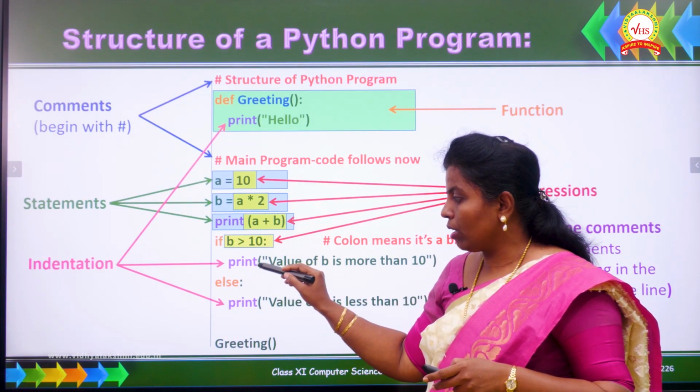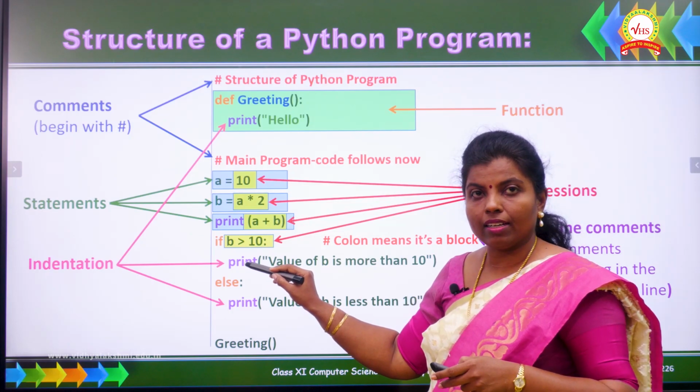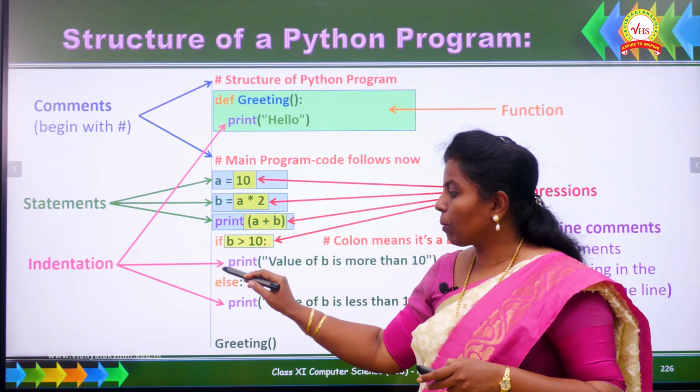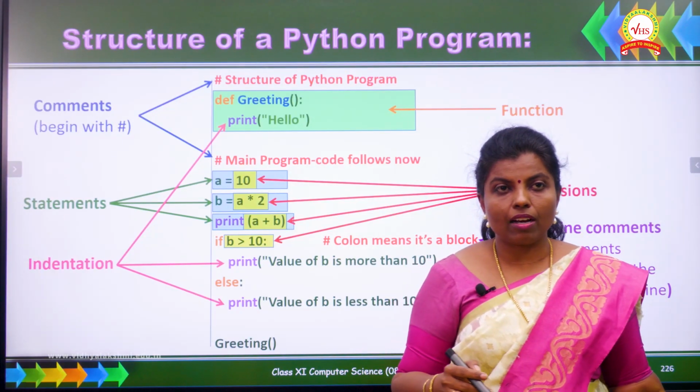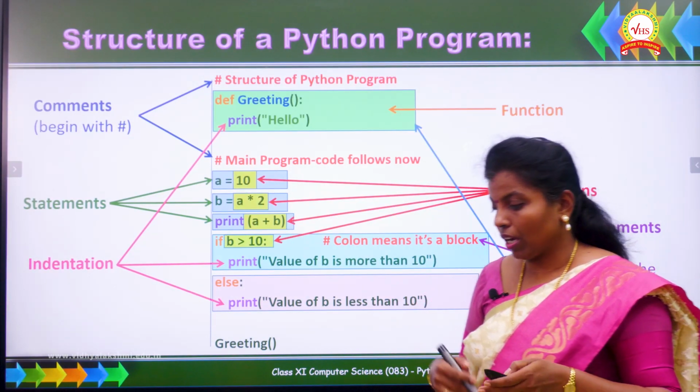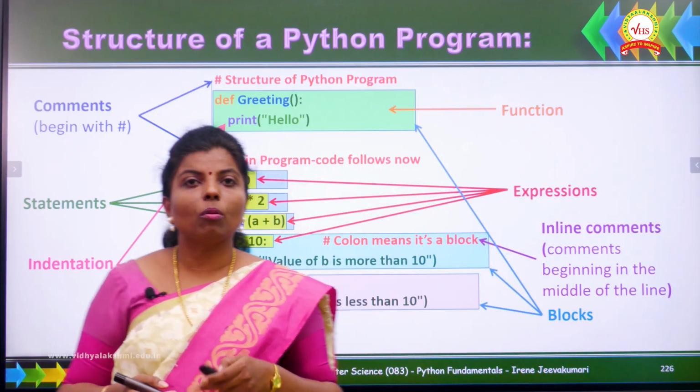So you can see there is only one statement and that is indented. There is a space in the beginning. The space in the beginning is referred as indentation. So these things we have just learned now. The next one is we are going to learn about blocks.